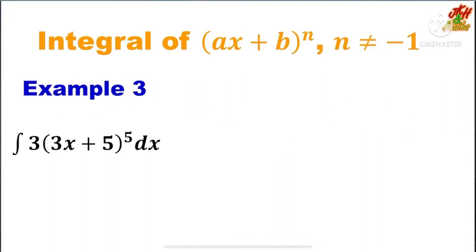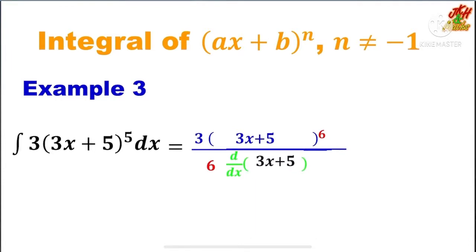Next example, we integrate 3 in the bracket 3x plus 5 raised to the power of 5 with respect to x, is equal to, so we remain the number 3 outside the bracket, we put the function 3x plus 5 in the bracket, and then the power is plus 1, so it is equal to 5 plus 1, which is 6, and this new power we put on the denominator, then we differentiate the function 3x plus 5 with respect to x, giving us the value of 3. Then this 3 we multiply with 6.